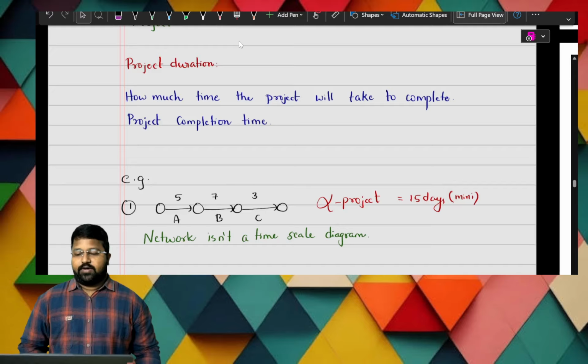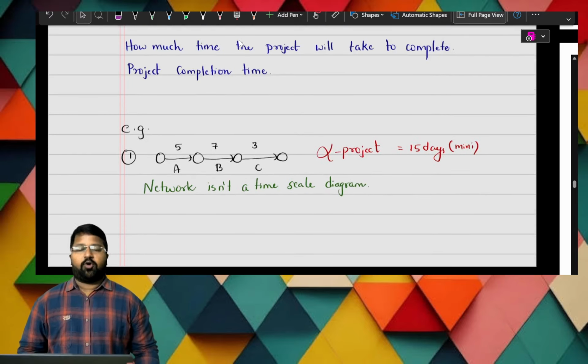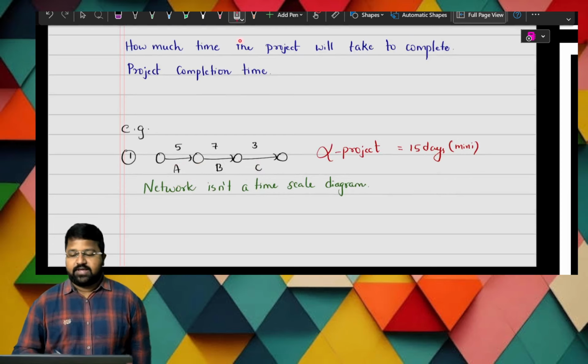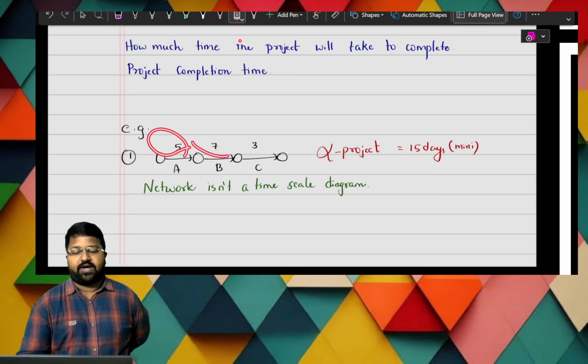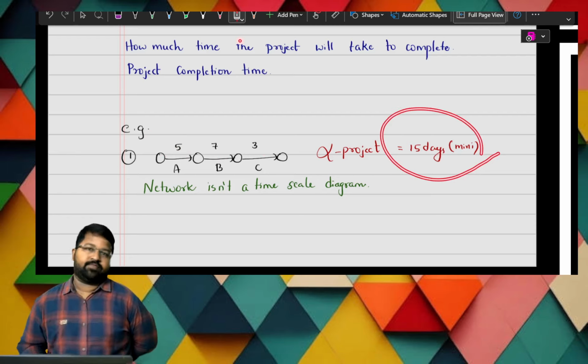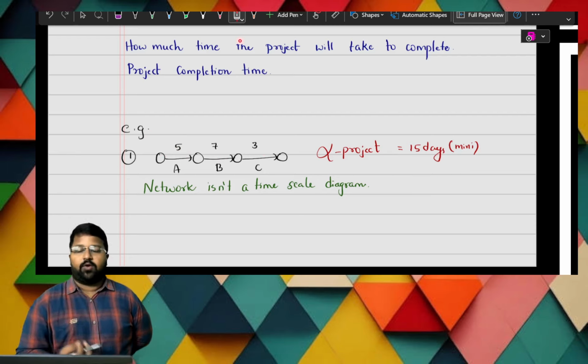For example, there is a project. In the project, there are three activities: A, B, and C. The duration taken by them is 5, 7, and 3. The total duration is 15 days, which is the minimum time taken to complete the project.